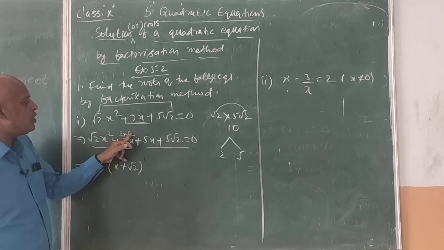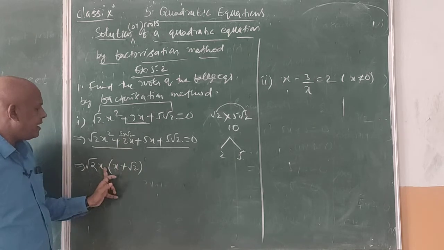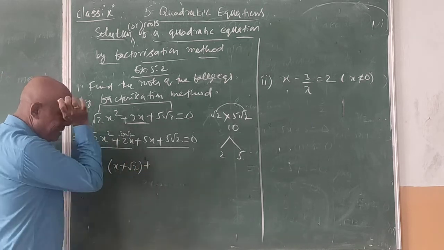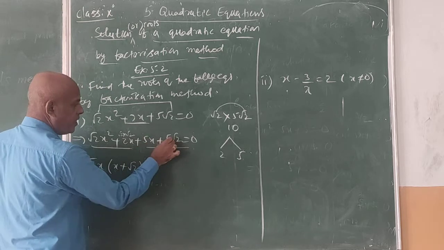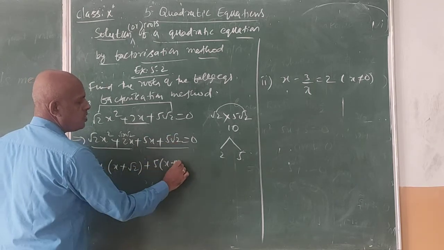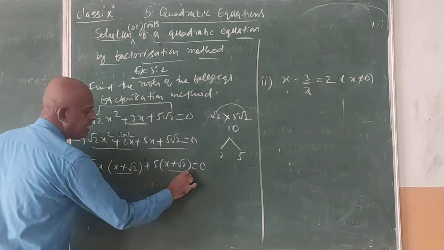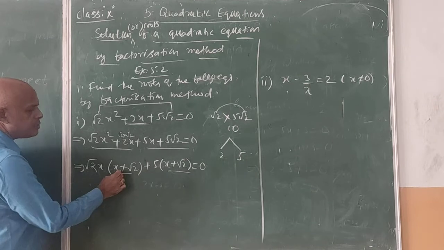Here 2 means root 2 into root 2. One root 2 is taken common, still one more root 2 is there here, and x is already taken common here. Plus here in both terms 5 is common. What is left here? X. 5 common, 1 root 2 left. So whenever you take common here, you have to get the same terms here and here. So here we got the same terms, x plus root 2, x plus root 2.